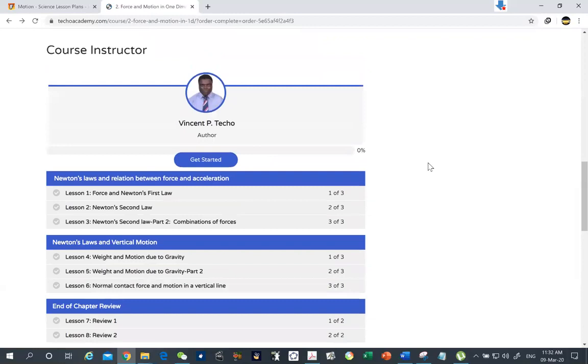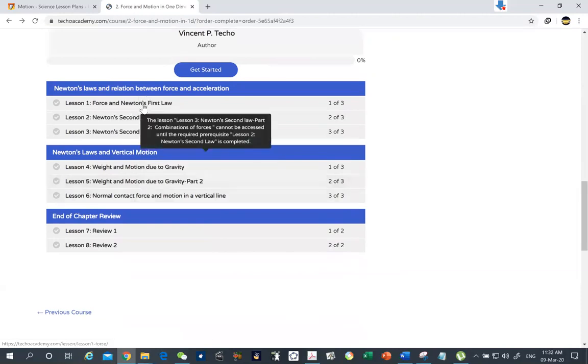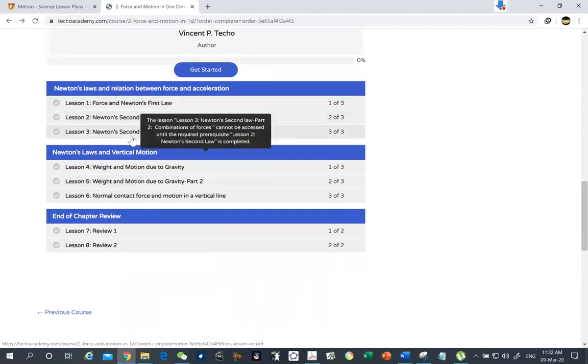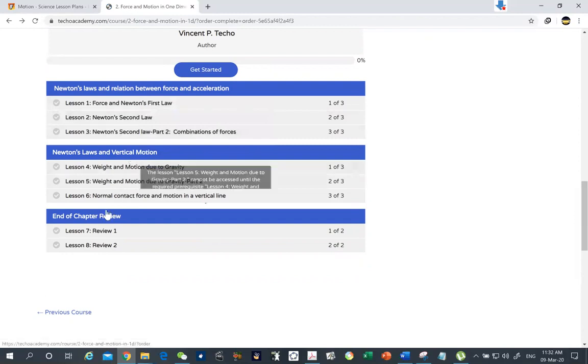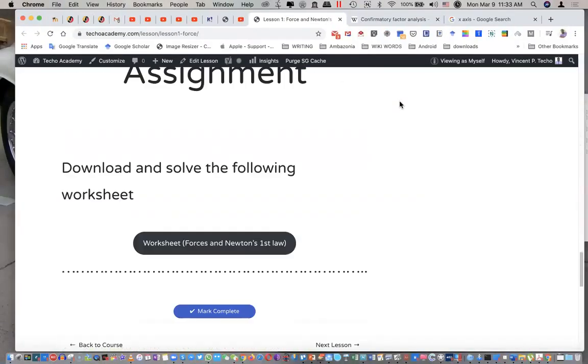When you enroll in a course, you cannot start on a lesson in the middle. You must start from the beginning. Then you mark complete for the first lesson, then you can move to the second. Mark complete for the second, you can move to the third. You cannot just jump and study a lesson ahead. Understand? That's the problem some of you have been having.